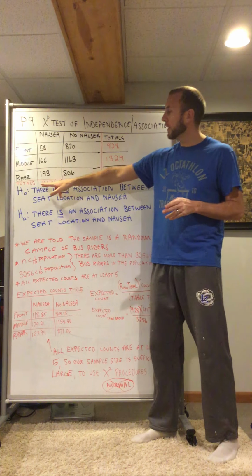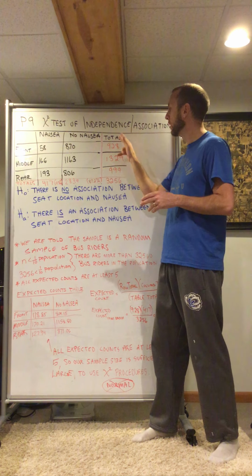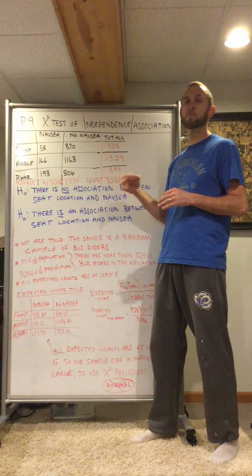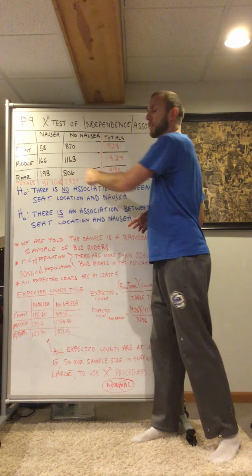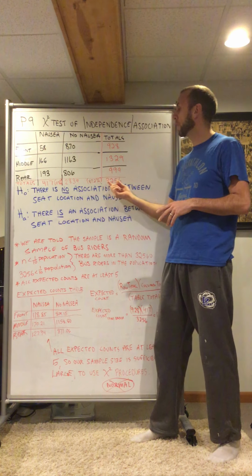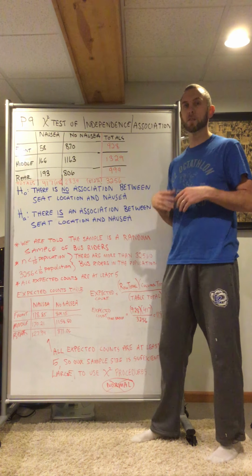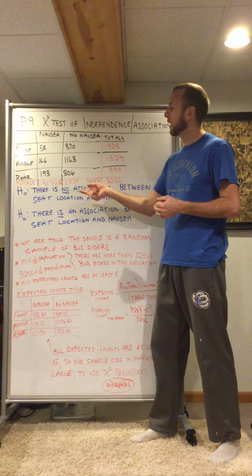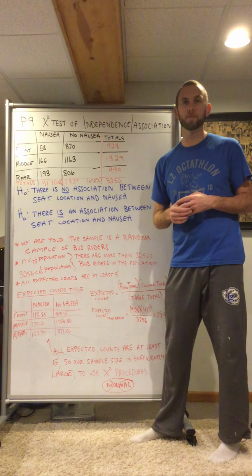You can see I've already calculated the marginal totals. Remember the marginal distributions? These red numbers, those are the marginal totals, the marginal distributions. All the numbers within the table itself are the conditional values. So based on our marginal totals, we have a total of 3,256 total bus riders that were surveyed, and a total of 12.8% of them experienced nausea.